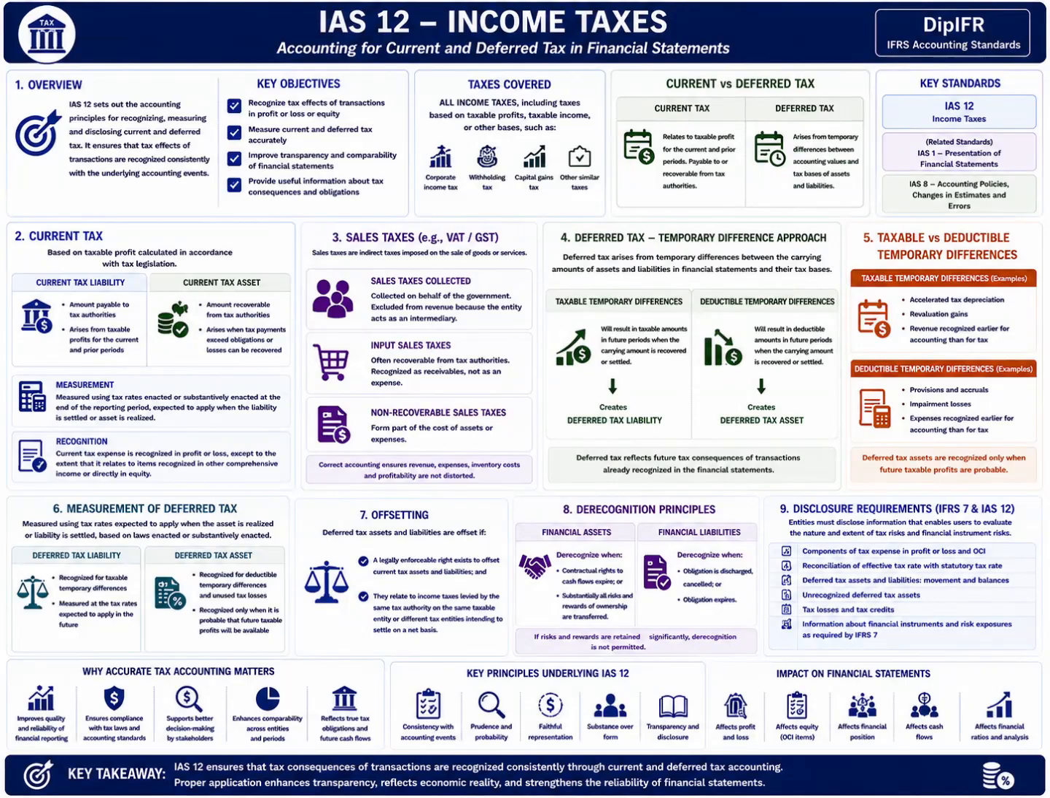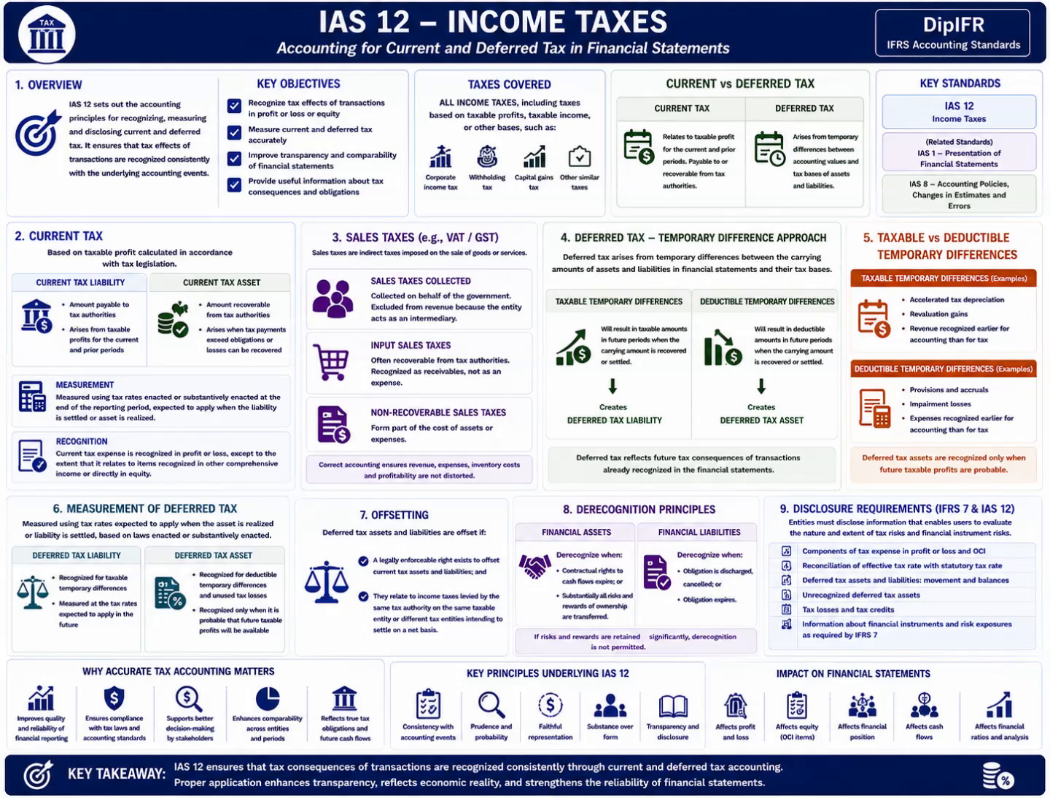IAS 12 Income Taxes establishes the accounting principles for recognizing, measuring, and disclosing current and deferred tax within financial statements. Taxation significantly affects profitability, cash flows, and financial position, making accurate tax accounting essential for transparent financial reporting. The standard aims to ensure that tax consequences of transactions are recognized consistently with the underlying accounting events.